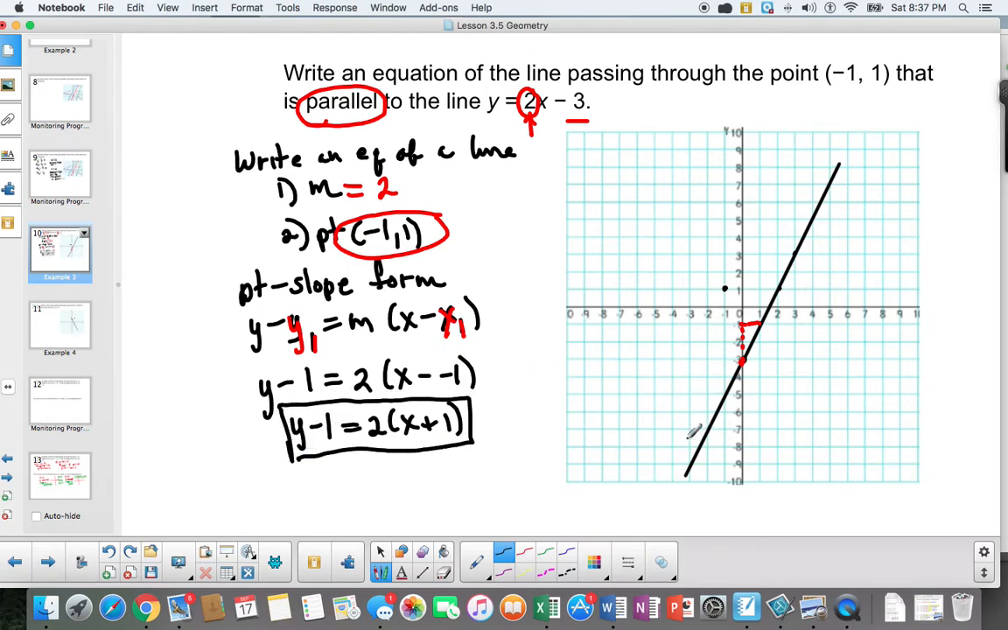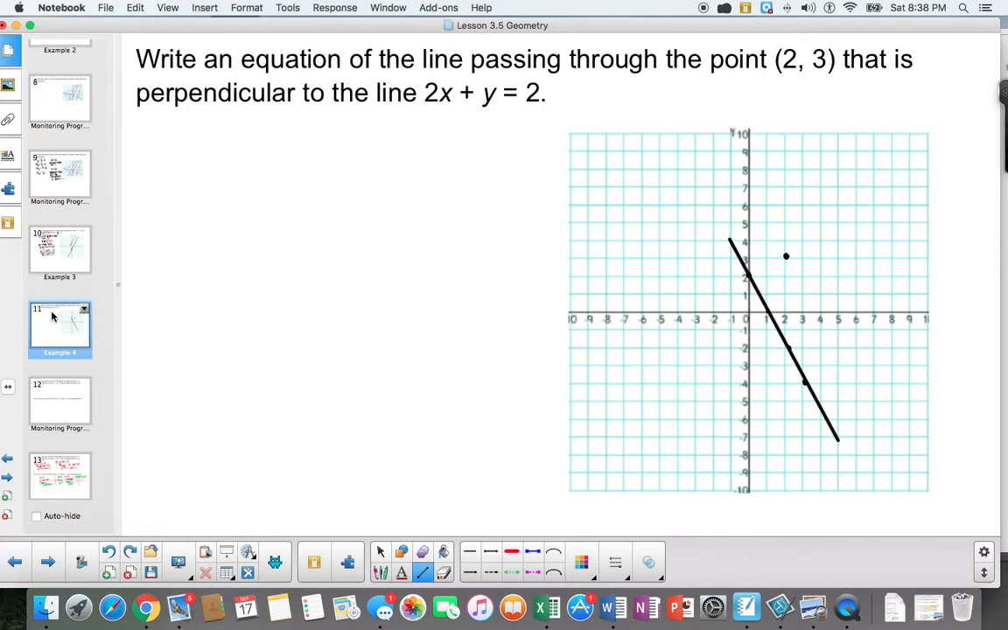Now I'm going to go ahead and graph this. And so here I am at this point -1, 1. And I'm going to go through a slope of 2. So up 2 over 1, up 2 over 1, up 2 over 1, and then I'm going to use my line tool and go ahead and draw the line. And you can see it's parallel.